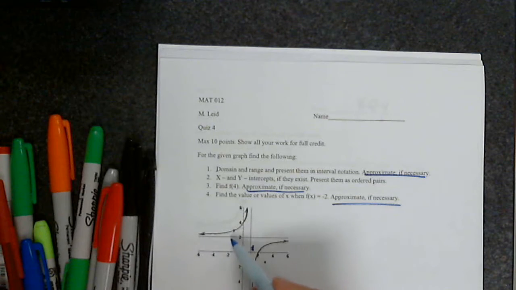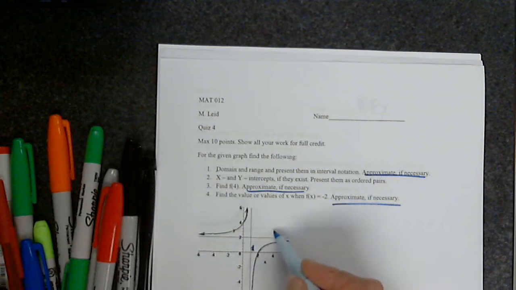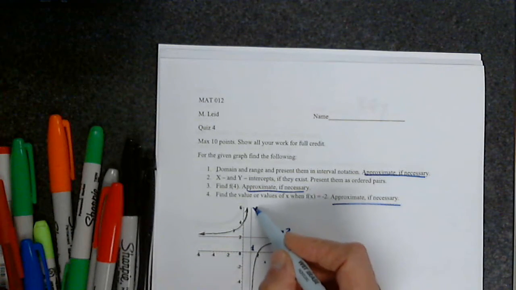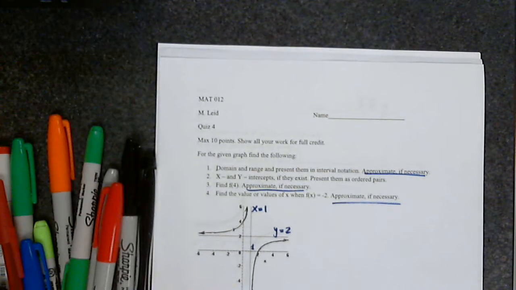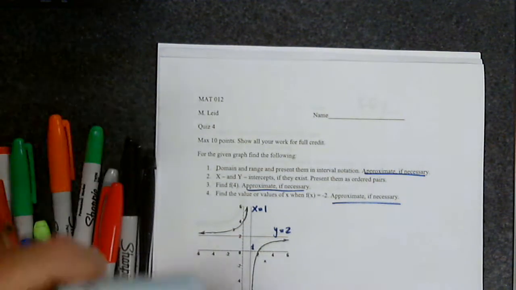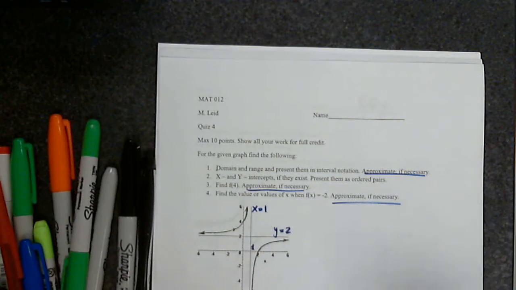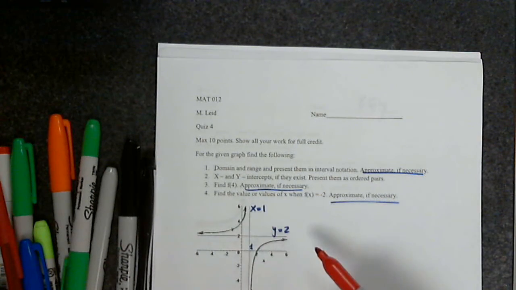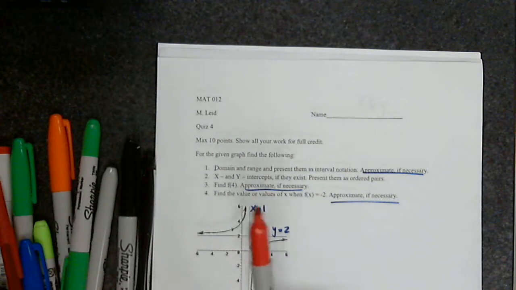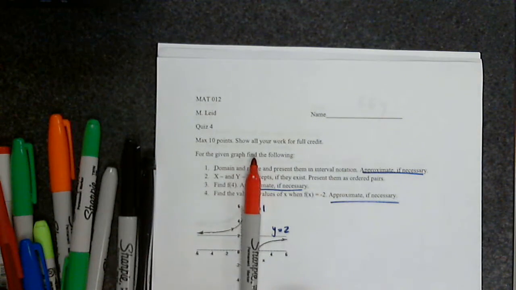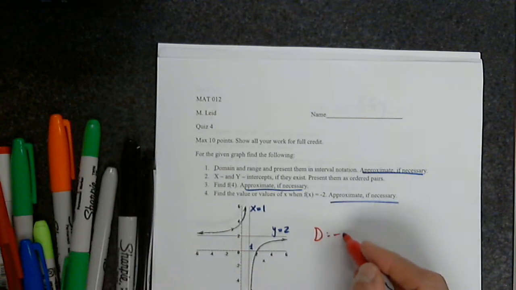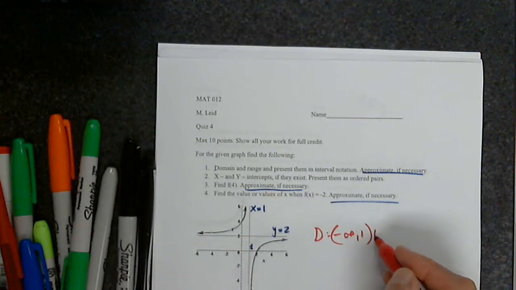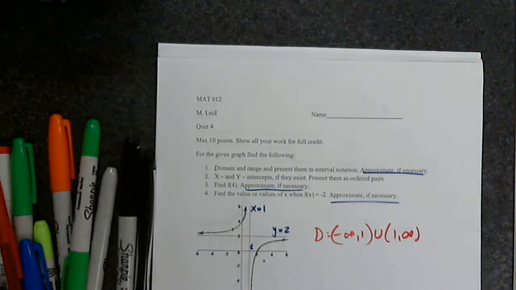Now, also, this line appears to be exactly y equals 2. Would you agree? So this is the line x equals 1, and this is the line y equals 2. Would you agree? Okay. So then the domain of this function is obviously everything except 1. So when I draw a line at 1, I don't hit the graph of the function. So then the domain will be negative infinity to 1, union 1 to infinity. Would you agree?